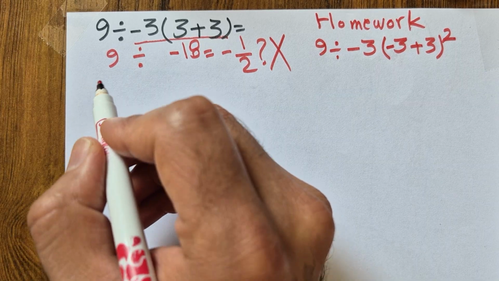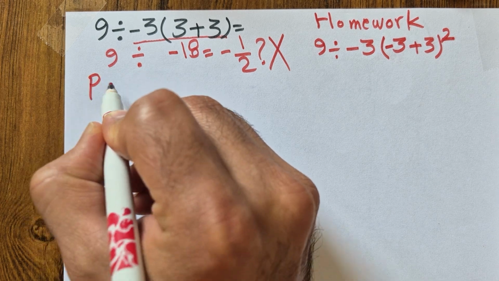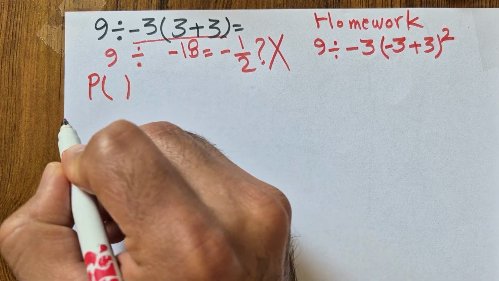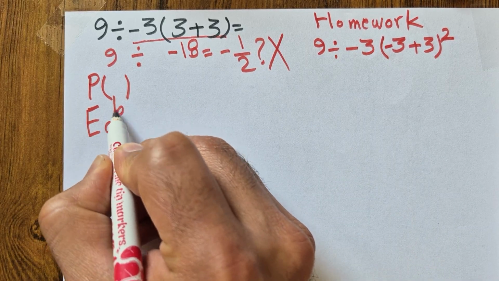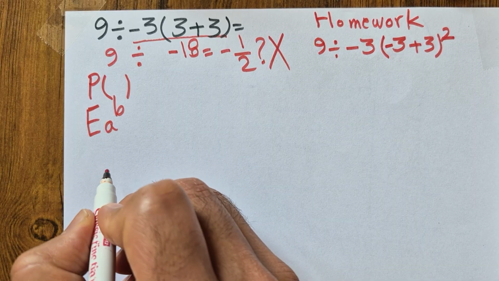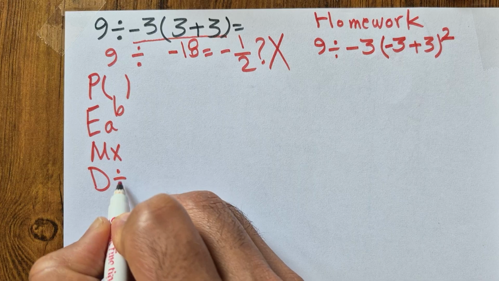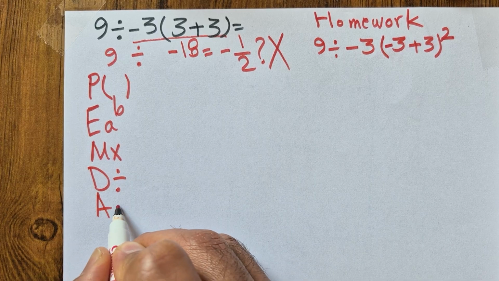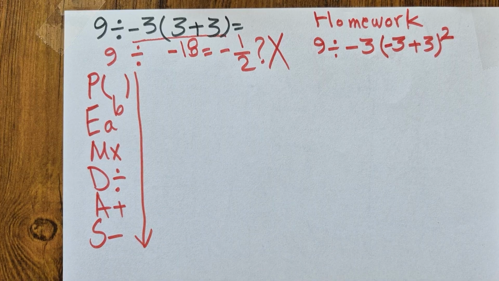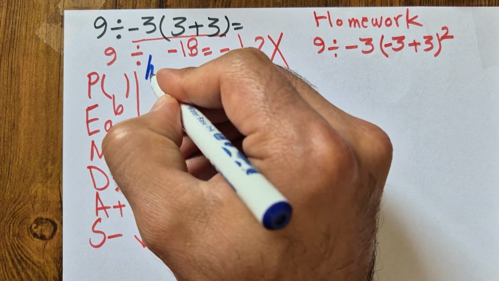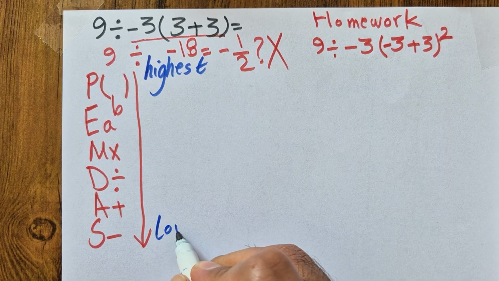It is called PEMDAS, and it is an acronym. Let's see what it stands for. P in PEMDAS stands for parentheses and any grouping symbols. E stands for exponents, powers, square roots, etc. M stands for multiplication, D stands for division, A stands for addition, and finally S stands for subtraction. And this gives us an arrow of priority from the highest to the lowest priority.